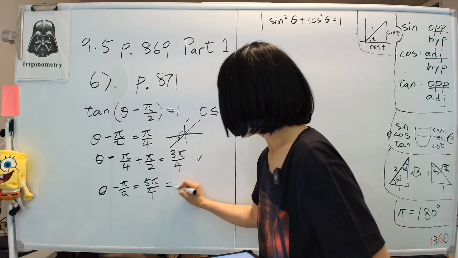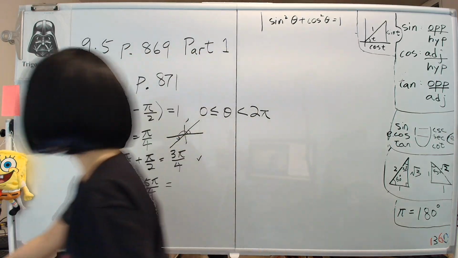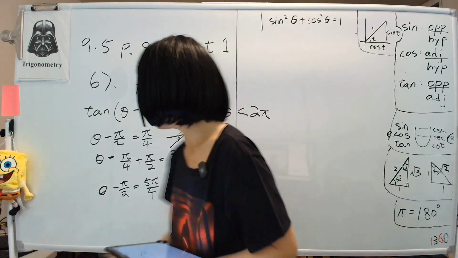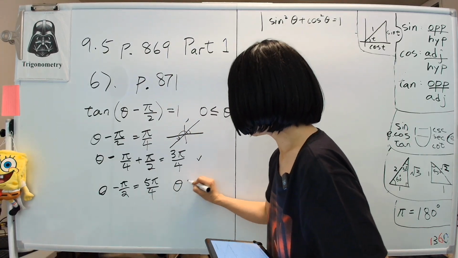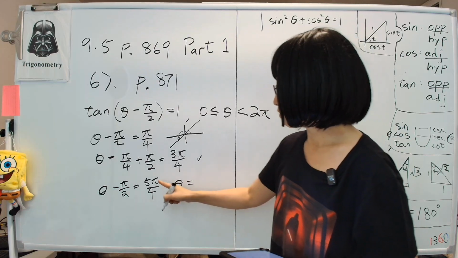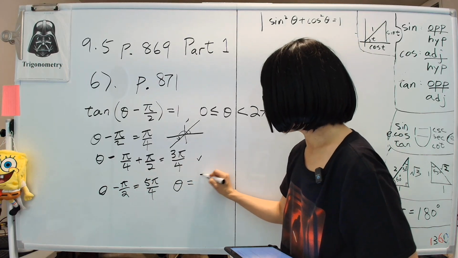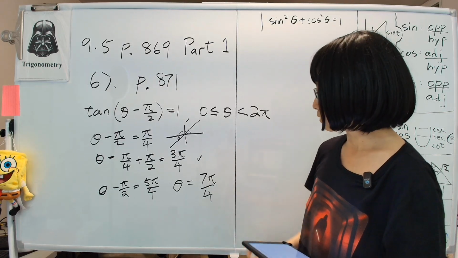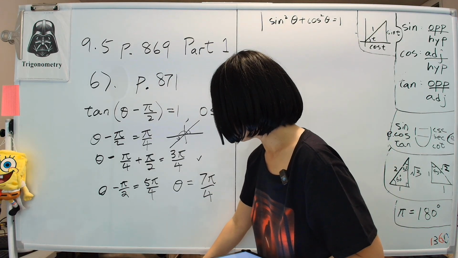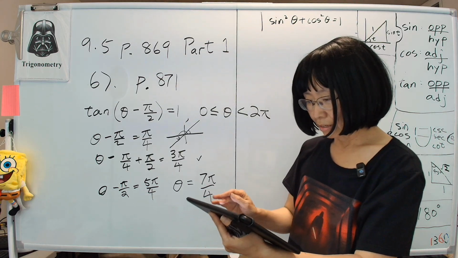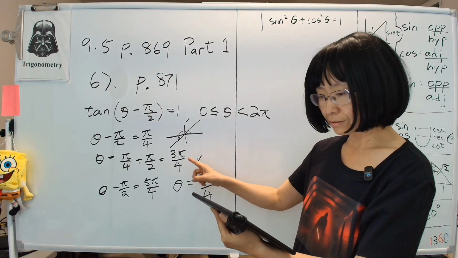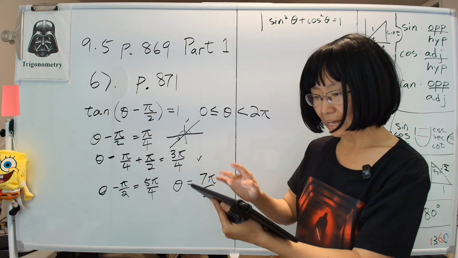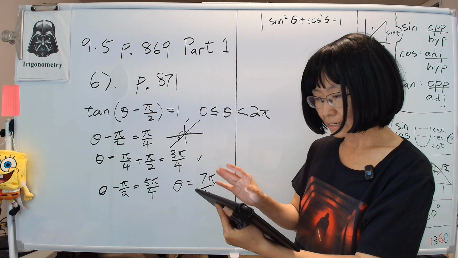So please do this. If theta minus pi over 2 equals 5 pi over 4, that means theta equals 5 pi over 4 plus 2 pi over 4, which is 7 pi over 4. And 7 pi over 4 is still within the 2 pi requirement. So those should be the two angles of theta. The book says theta equals 3 pi over 4 and 7 pi over 4. So we are good. And next, let's look at the next problem.